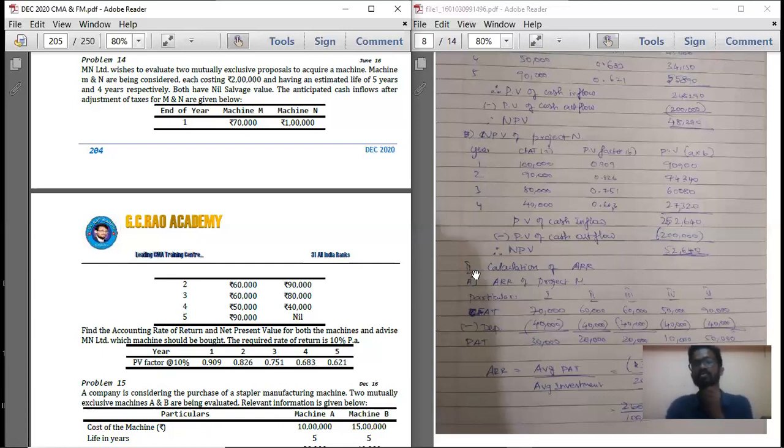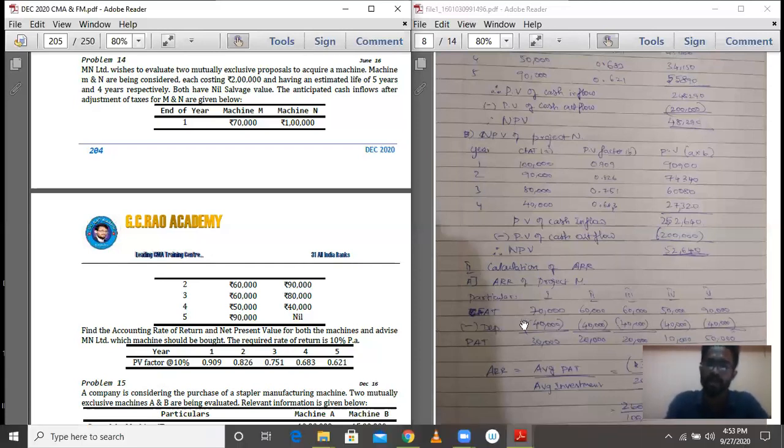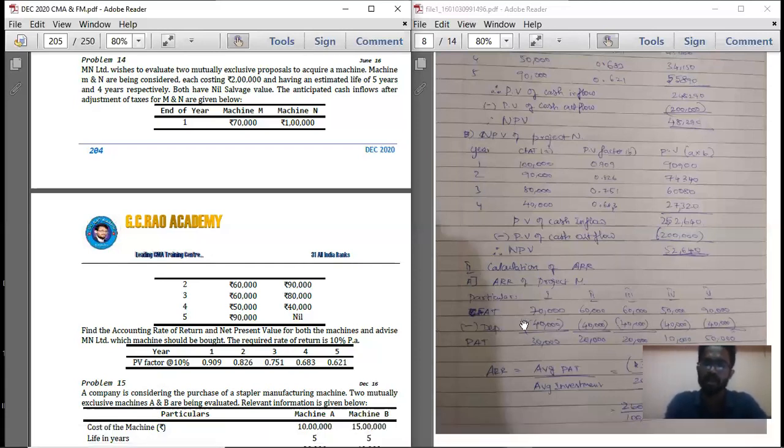Record statement number 2, calculation of ARR, that is accounting rate of return. Below that, capital A, accounting rate of return of project M. First we will calculate for project M, then we will go for project N. Now ARR for project M.